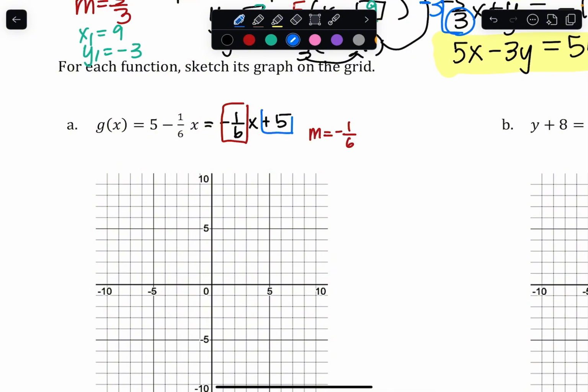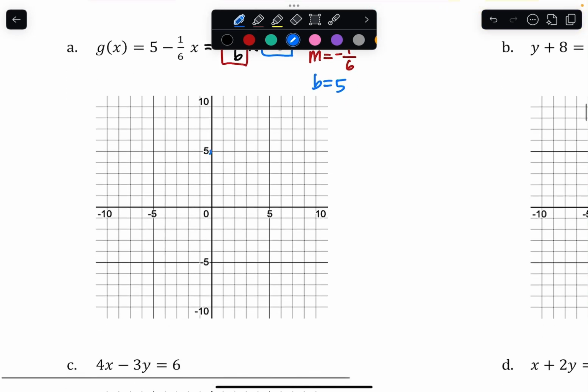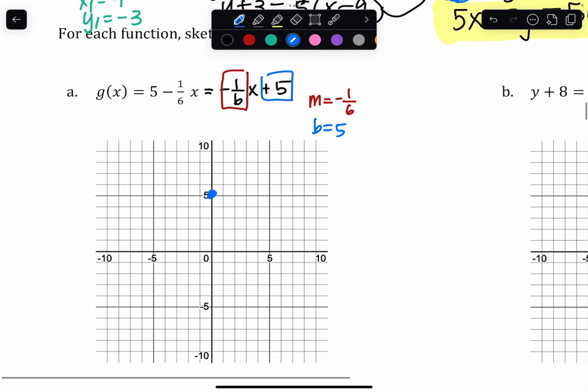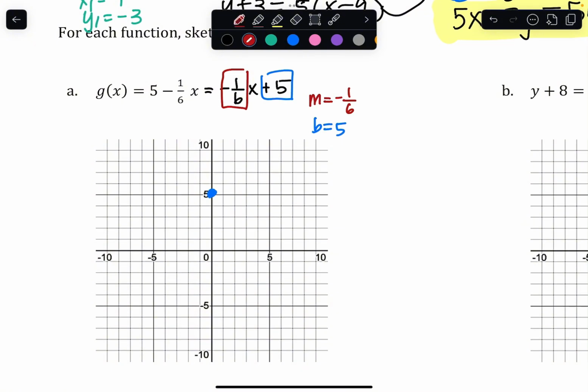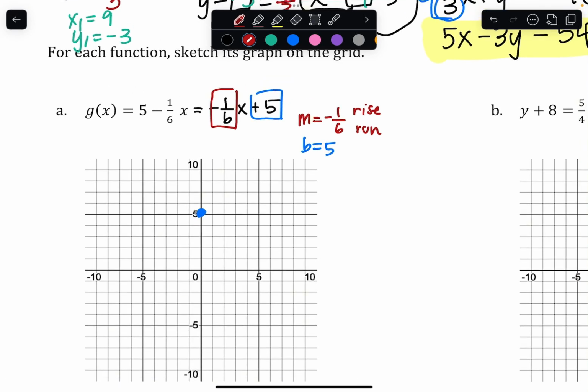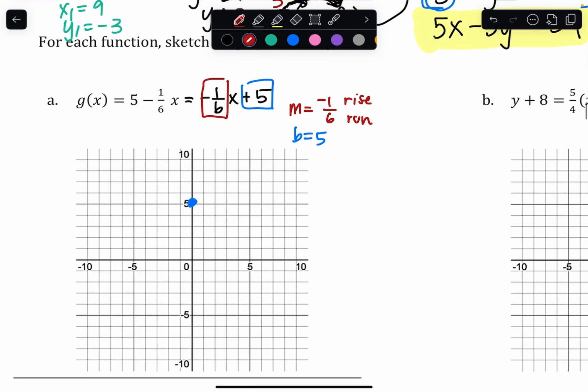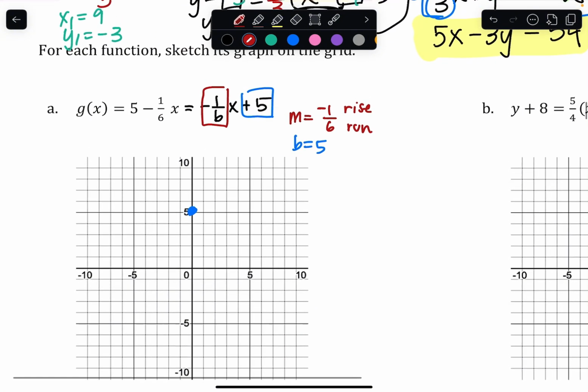And my y-intercept is 5. Okay, so start at your y-intercept, which is 5. And then this top number is your rise, and the bottom number is your run. If you have a negative slope, just move the negative to the top. You can move it to the top or bottom, just don't put it on both. It's only one or the other.